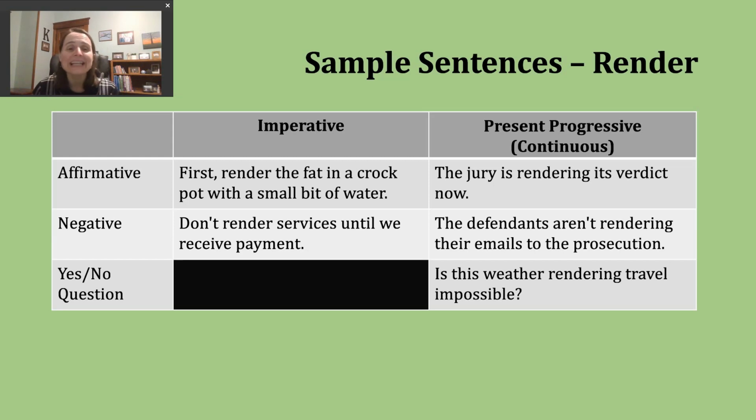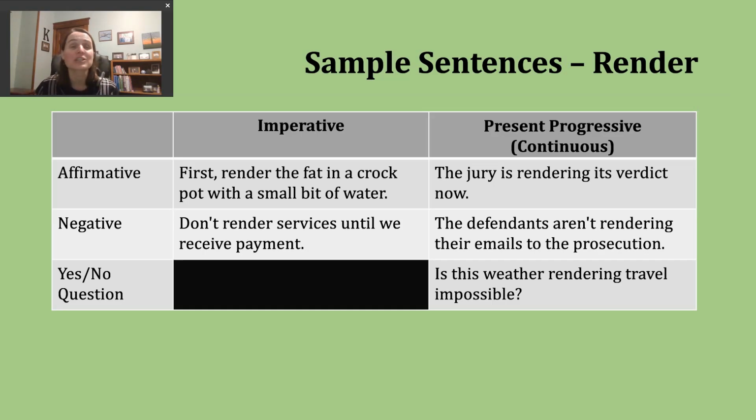Now, if you want to make a negative imperative, begin your sentences either with do not and then the base verb, or don't and then the base verb. So, an example of this in a sentence might be, don't render services until we receive payment. The sentence would go back to that first definition of providing here. So here we've got a very specific command not to maybe do work until we know we have been paid for it. Now you'll notice there are no yes or no questions in the imperative. These are just commands, either to do or not do a particular action.